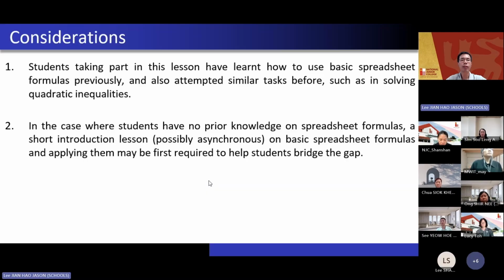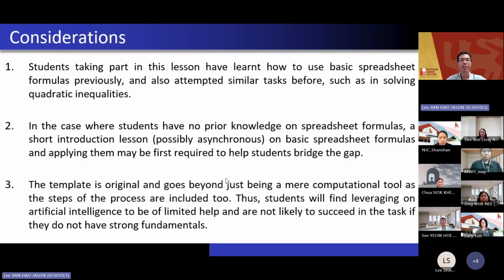Okay, and of course, one very current concern that a lot of teachers will have now is what if students use AI to complete the task? Okay, so later we will see that AI is not likely to be very effective in tackling this task.